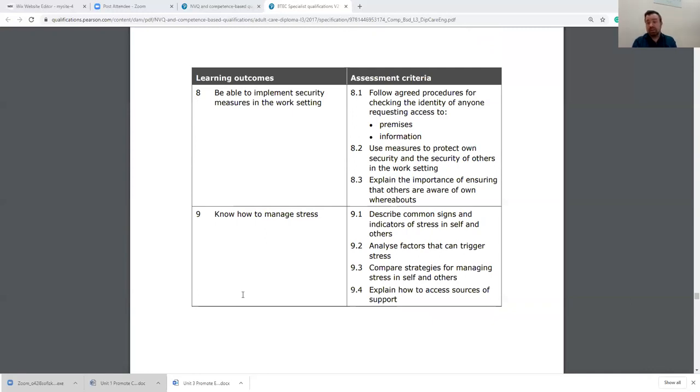Your setting should have their own security procedures. So again, you should have policies and procedures for dealing with intruders, and it's important that we don't put ourselves at risk. So measures to protect your own security. If you felt that you were in a position, maybe you're on a night shift and you felt there was an intruder, you obviously have a duty of care for your residents and yourself. So it might be the case if you feel that you are unable to tackle the person, you put yourself in a place of safety and you call the police.